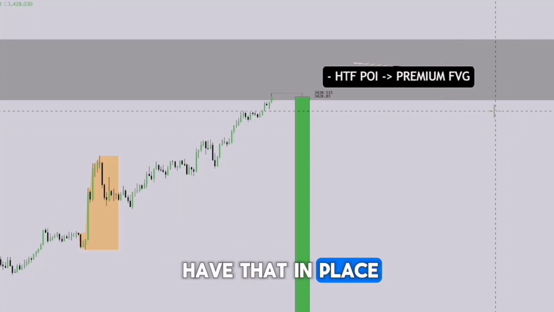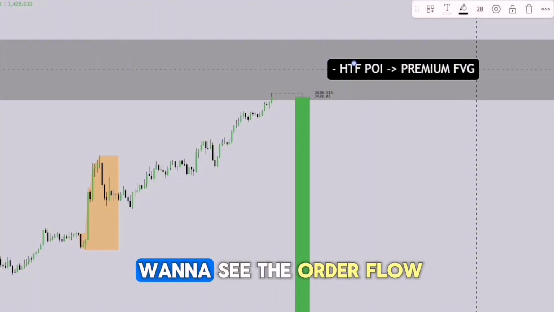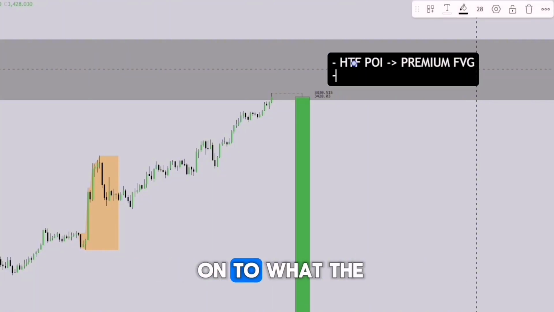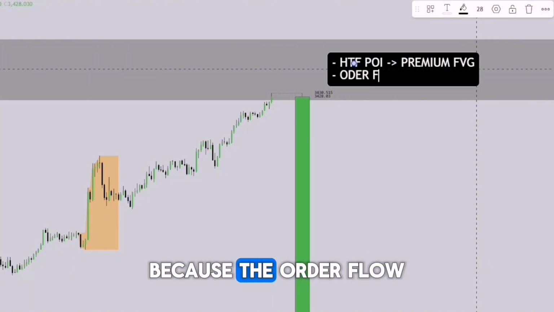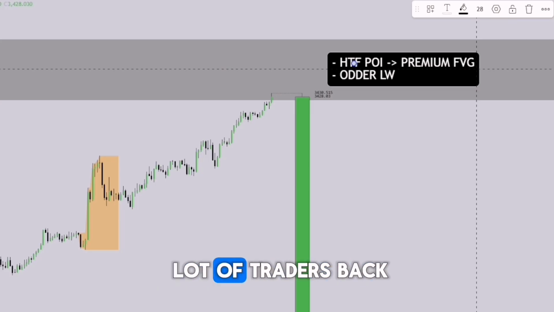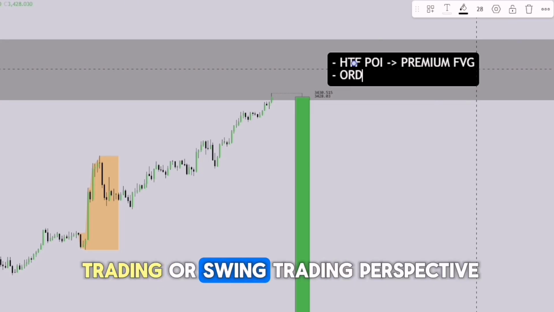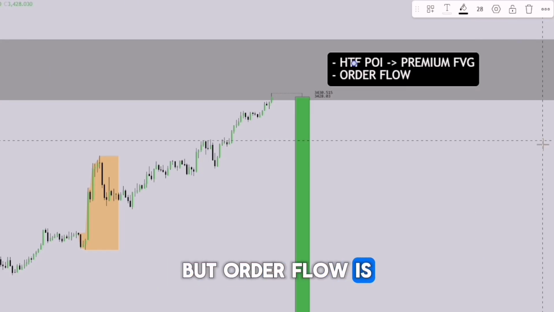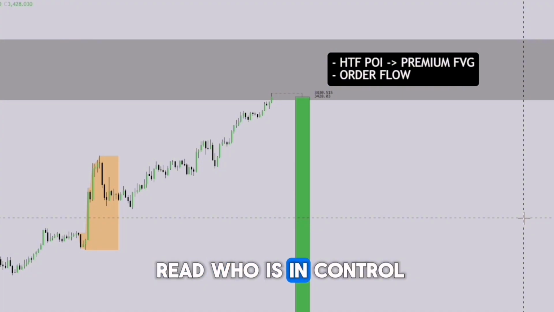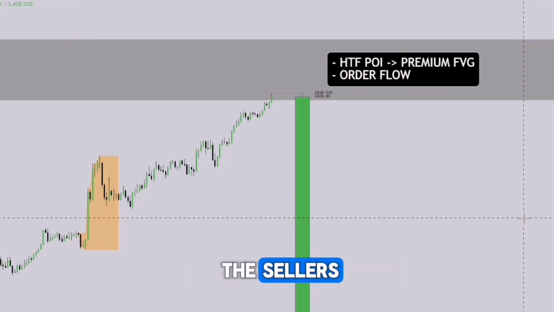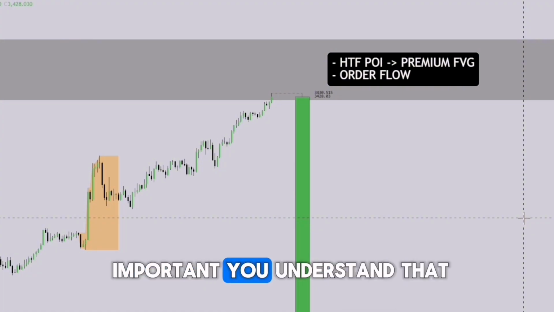Now, once you have that in place, the next thing you're looking for is you want to see the order flow. And we're going to go on to what the order flow actually represents, because the order flow is what holds a lot of traders back, even from a day trading or a swing trading perspective. But order flow is what allows you to read who is in control between the buyers and the sellers. So it's very, very important you understand that.